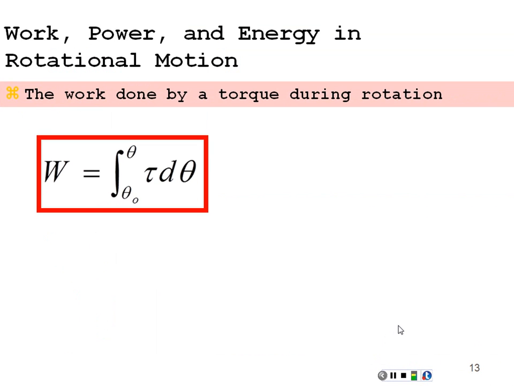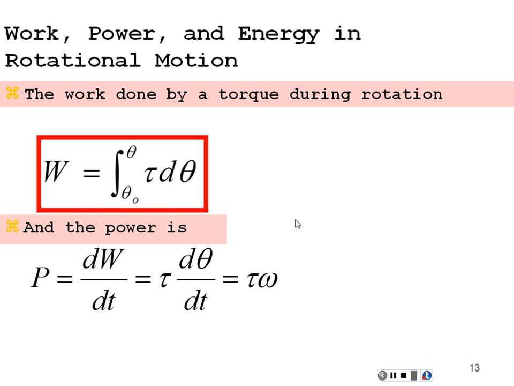We conclude this lecture with the work done by a torque during a rotation. If we were to integrate a torque over the angle, we'll get the total work done by that rotation. And power would be the infinitesimal change in work in an infinitesimal amount of time. That would be the torque times the change in angle per time. Change in angle per time, d theta dt, is actually the angular velocity. So power for rotation is equal to the torque times the angular velocity omega.